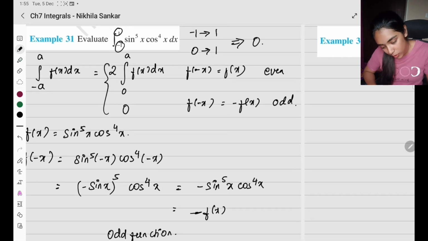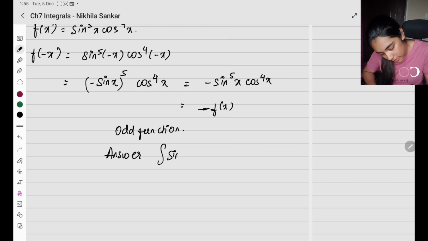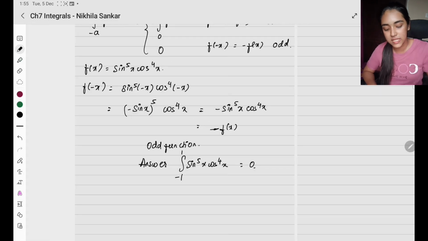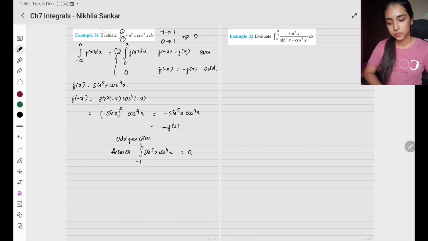What is the integral? Sin 5x cos power 4x from minus 1 to 1 gives me 0. Okay, please copy.